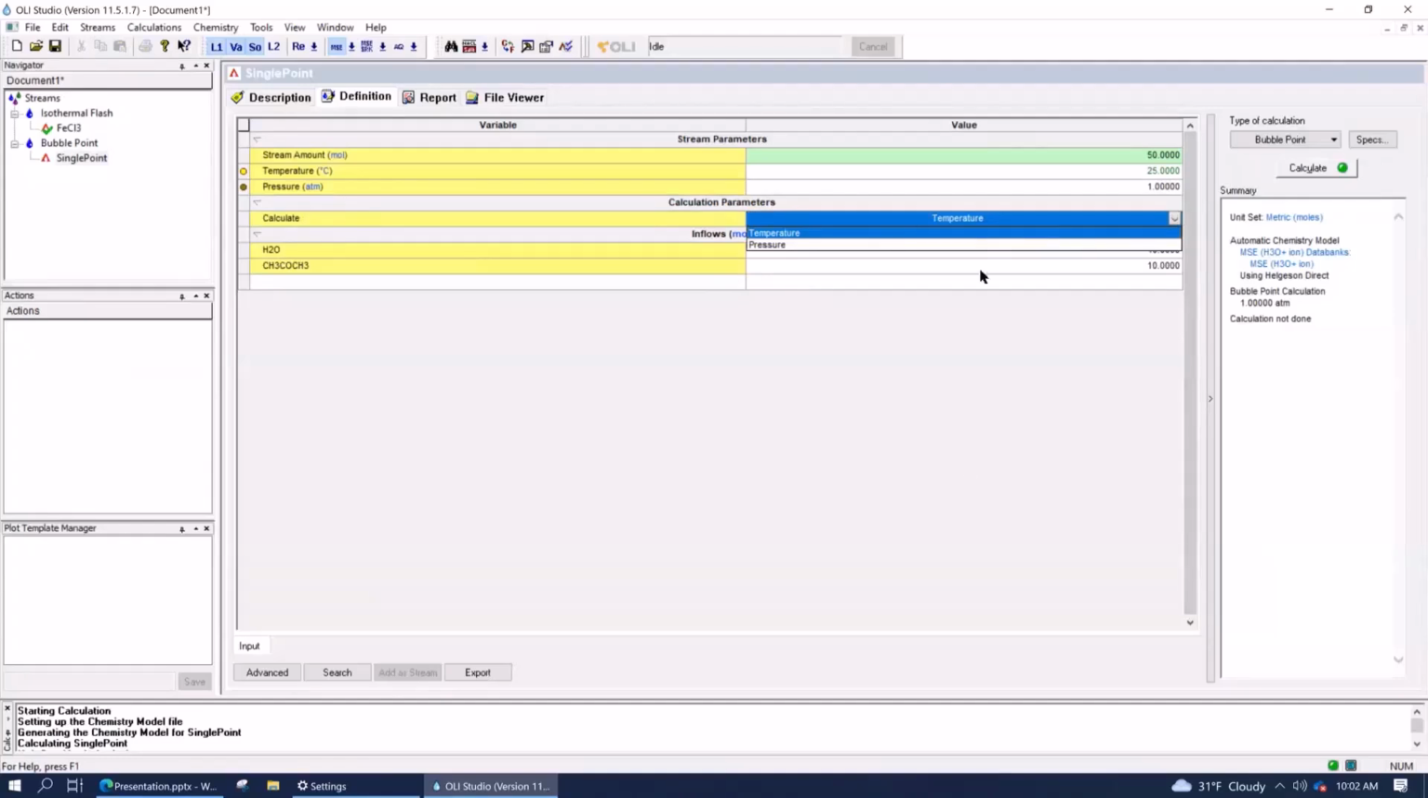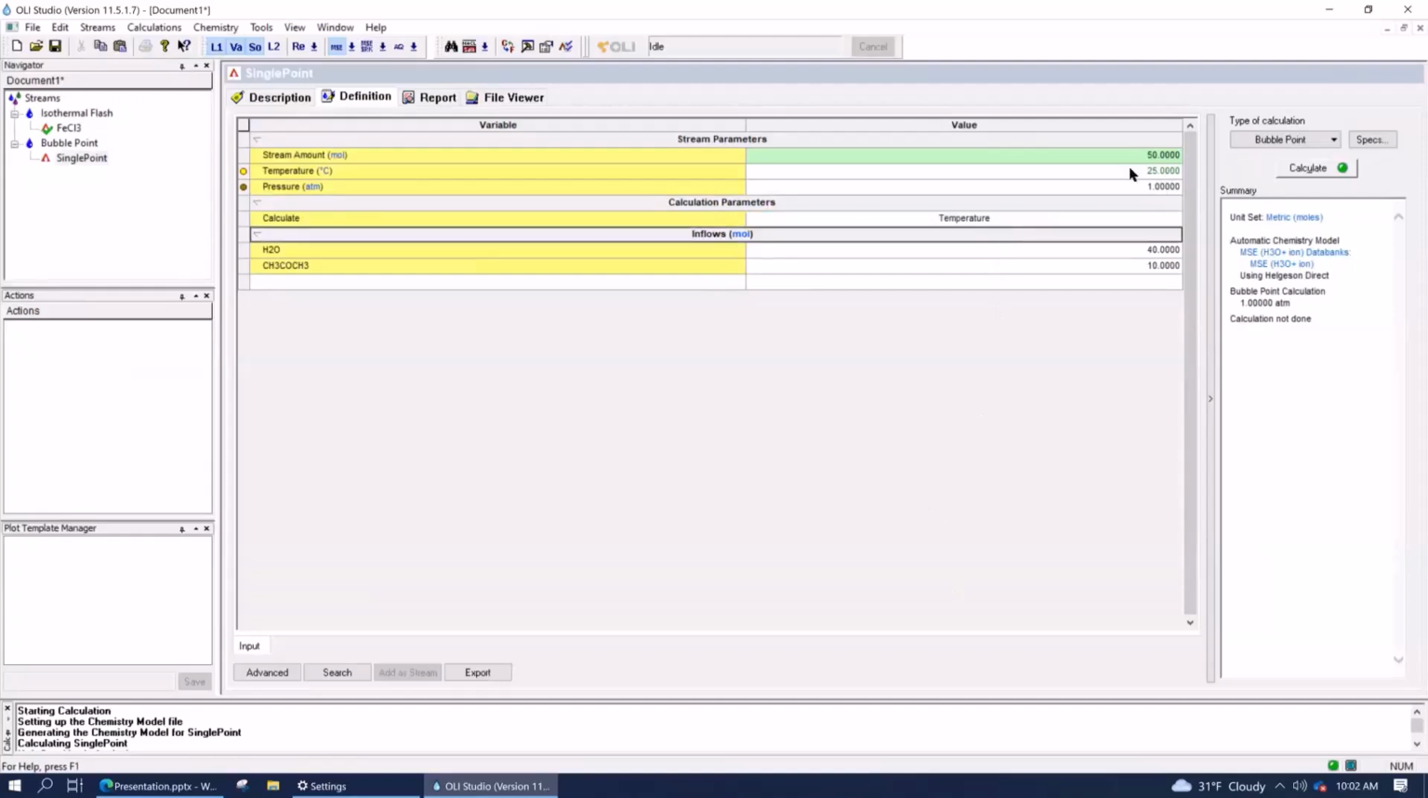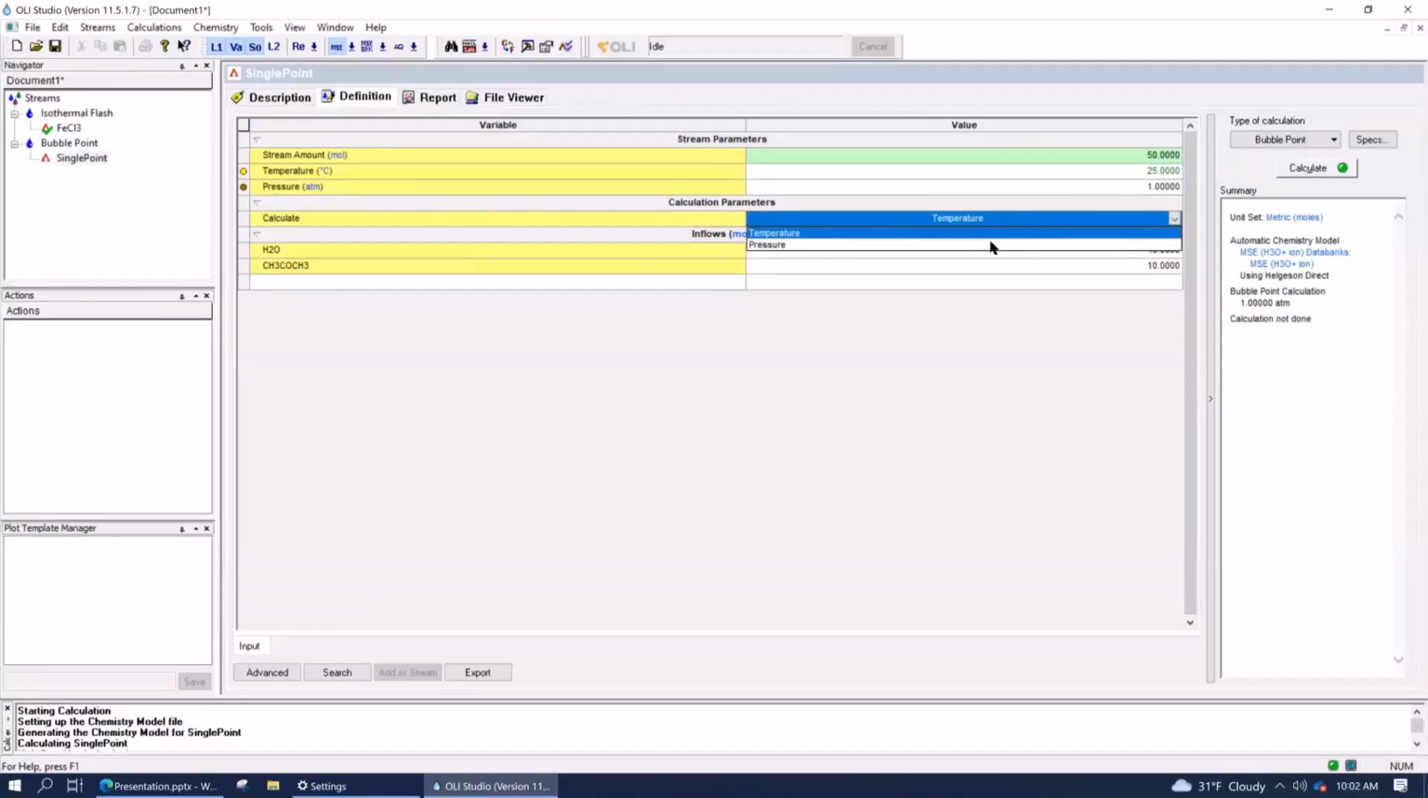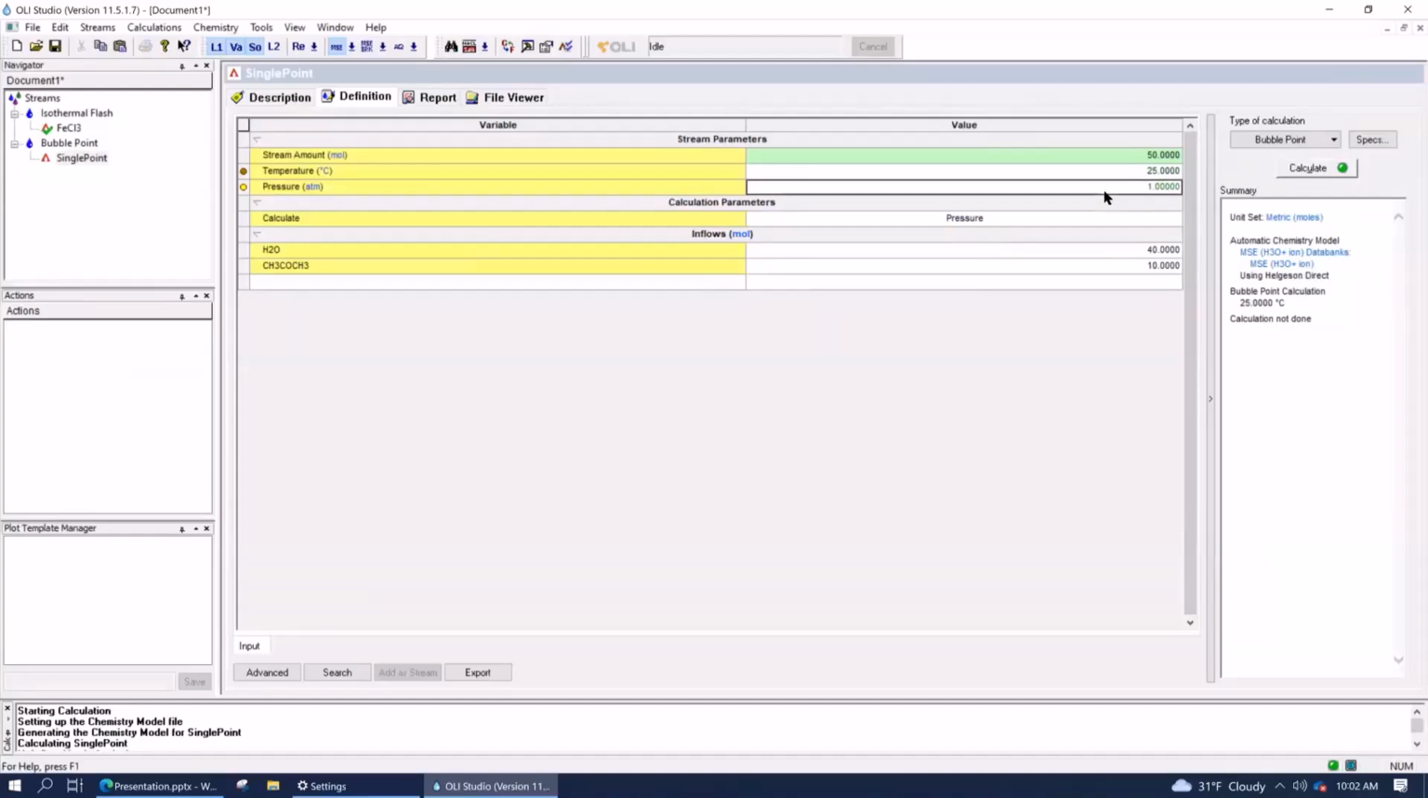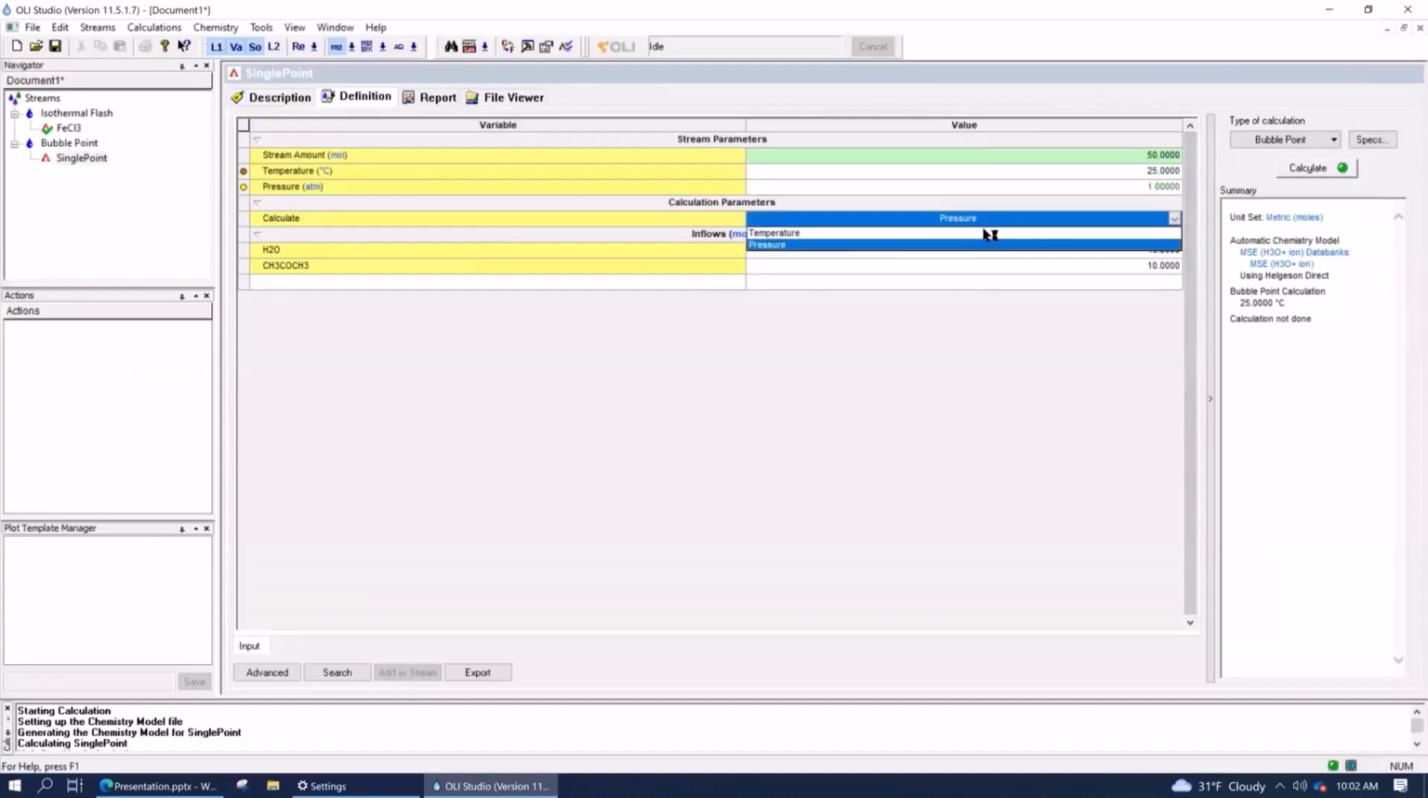Also, while it's set to bubble point temperature, I want you to notice that the default setting for the temperature, which is 25 C, now has a green font color. What that means is that the software is using that temperature as an initial guess because it's going to actually calculate that bubble point temperature. Likewise, you can change temperature to pressure, and now the pressure font is green. All right, let's just press calculate with the bubble point temperature.